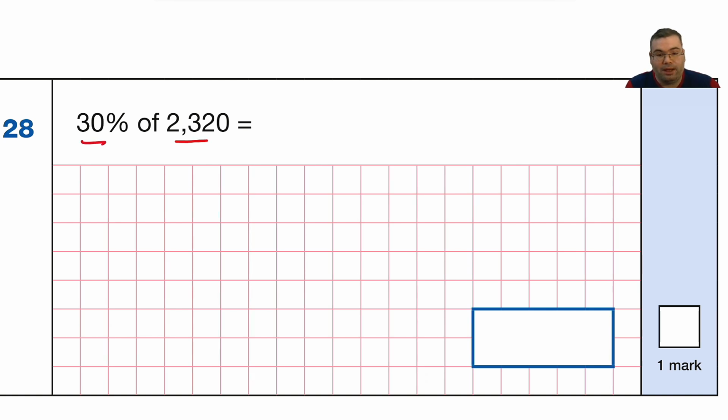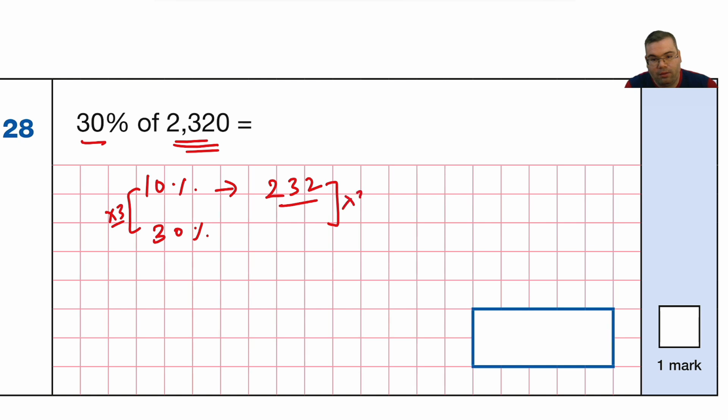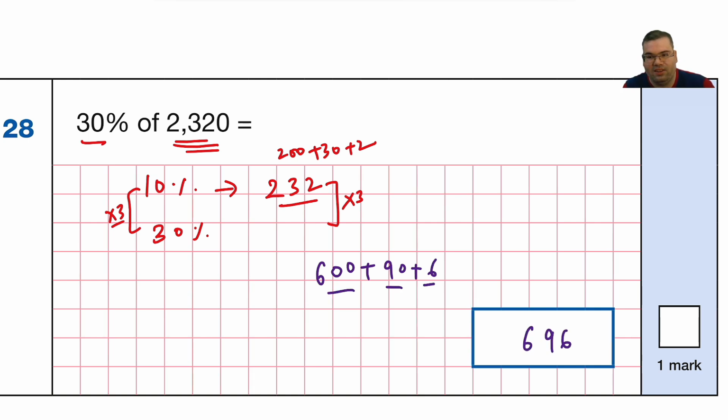So this question is again very easy. 30% of some number. We know that 10% of a number is nothing but dividing by 10. So 10%, when you divide it by 10, you will get 232. Now 30% we need to find. So 30% is what? 3 times of this. So let's just multiply this number by 3. Now again, how do you multiply? So just by breaking the numbers, right? So here, for your convenience, I just write it down. 200 plus 30 plus 2. Now 200 times 3 is 600, plus 30 times 3 is 90, plus 3 times 2 is 6. So that is 600 plus 90 plus 6. So the answer is 696, right?